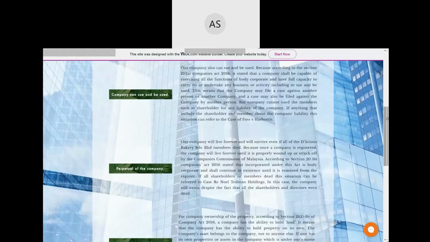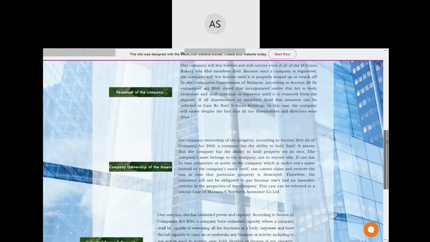This situation can refer to the case of Foss v Harbottle. The third characteristic is perpetual succession. A company will live forever and still survive even if all its members die. It can refer to Section 20B of the Companies Act 2016. This situation can be referred to the case of Re New Bullas Holdings. And I will pass to the next presenter.